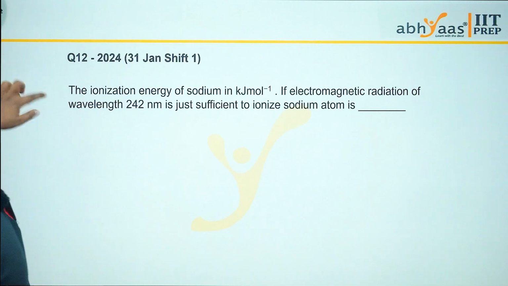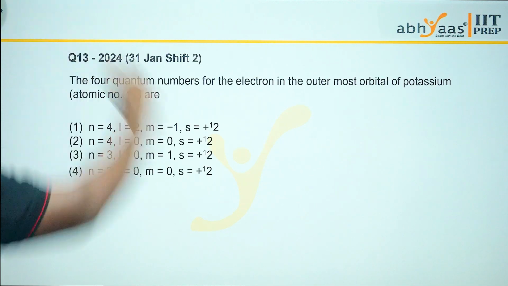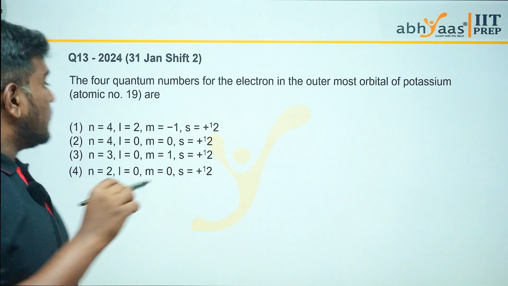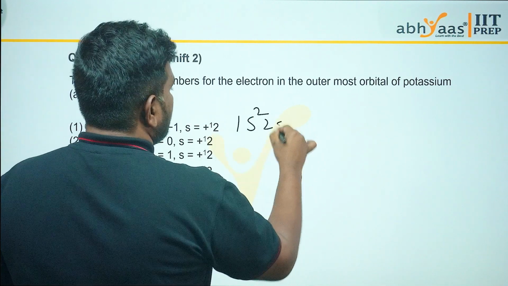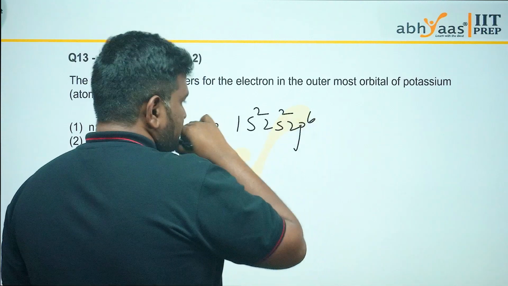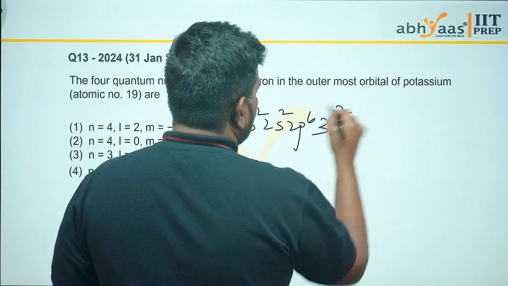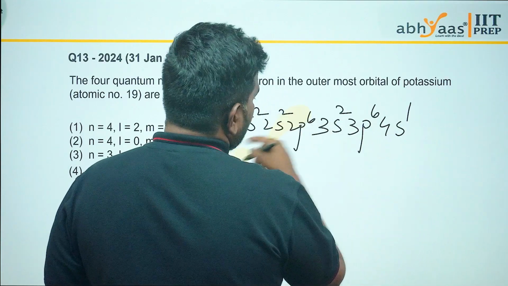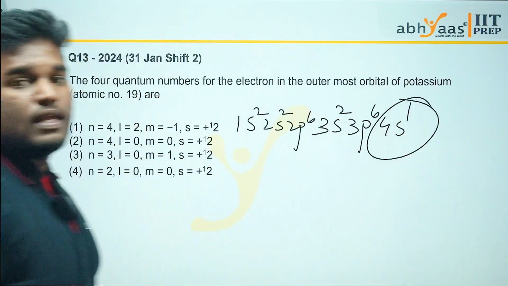Now, moving to the last question of this shift: the four quantum numbers for the electron in the outermost orbital of potassium. We should know the electronic configuration of potassium. What is that? 1s2, 2s2, 2p6, then 3s2, 3p6, 4s1. 4, 10, 12, 18, 19. So 4s1 is the last orbital.